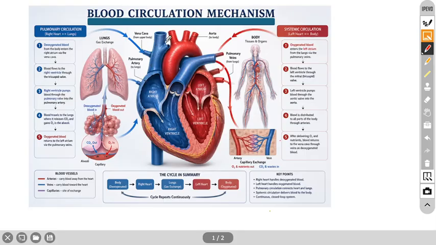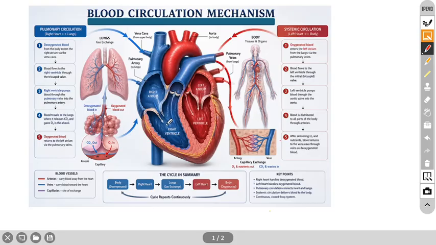The superior vena cava and inferior vena cava collect the deoxygenated blood from the body into the right atrium of the heart. Then it transfers the blood to the right ventricle through the tricuspid valve.